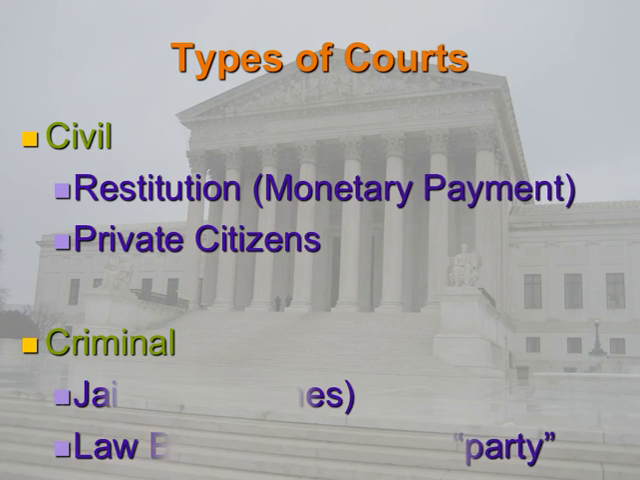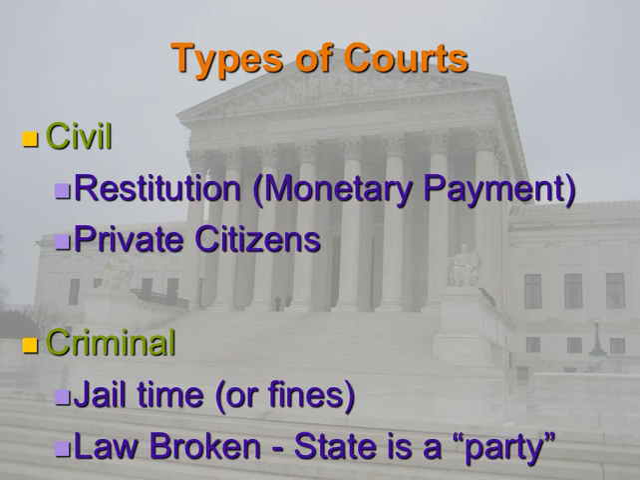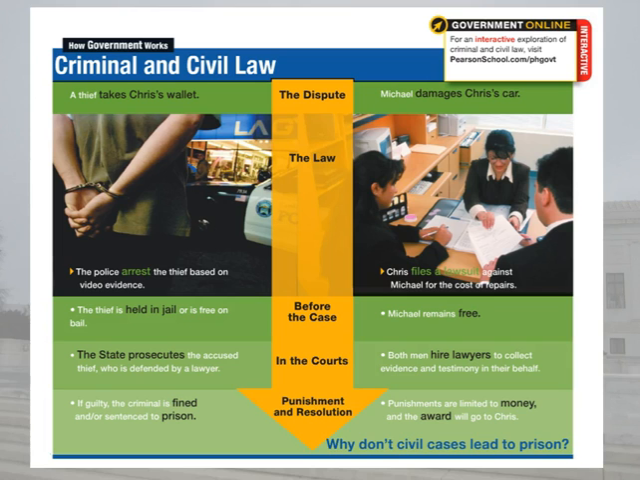Now, a criminal court in America means you've broken the law. You have broken one of the codes that is written down by the state or the government. And so if you commit a crime, you're going to go to jail, or you're going to have to pay a fine or have some other type of punishment. Generally speaking, criminal court is when you break the law. When you break the law, the state is a party. So it's not two private citizens suing each other. It is the state taking you to court. And in essence, they probably want to either fine you or put you in jail.